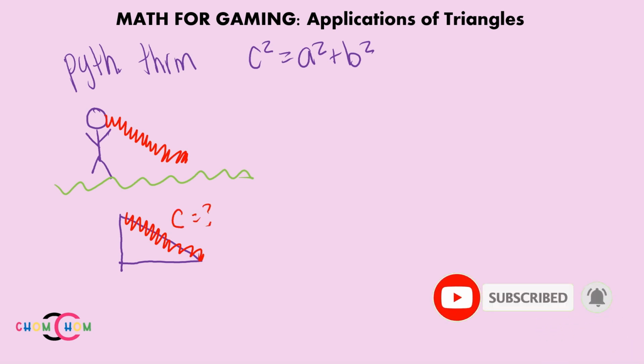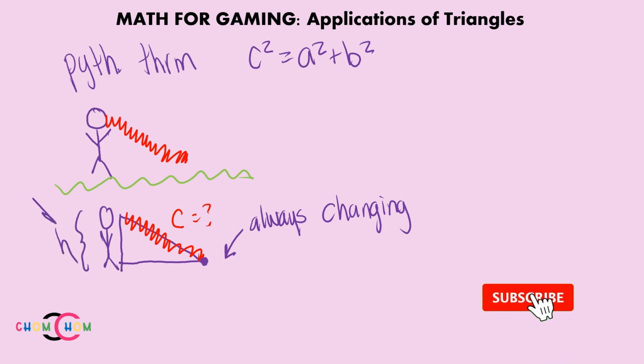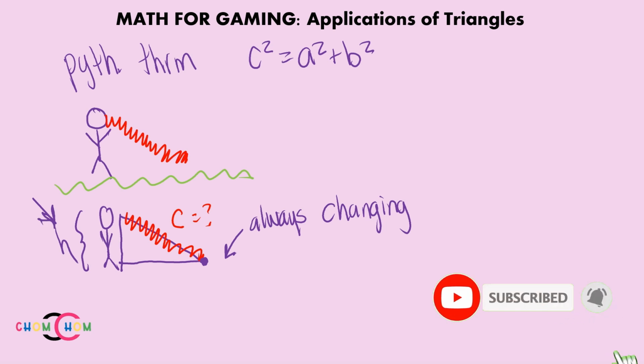But there's one other stipulation. If this point is always changing, what do we do? Our only known side is our player height. This is all we know. This is the only thing that's consistent. So what do we do? Great question. We can actually gather the angle that the player is looking rather than the point that's always changing.